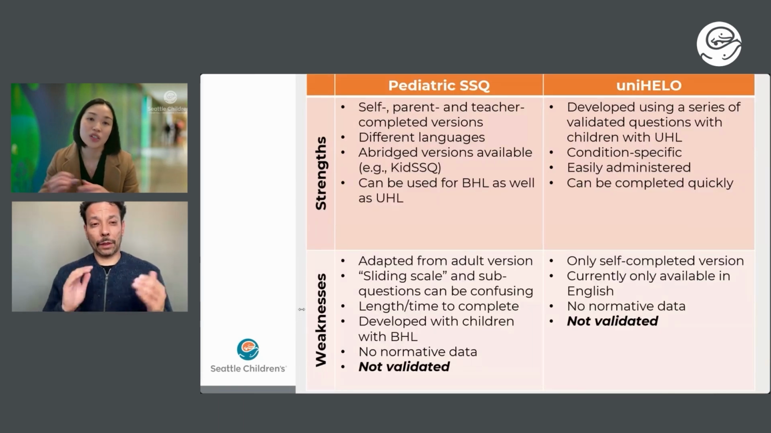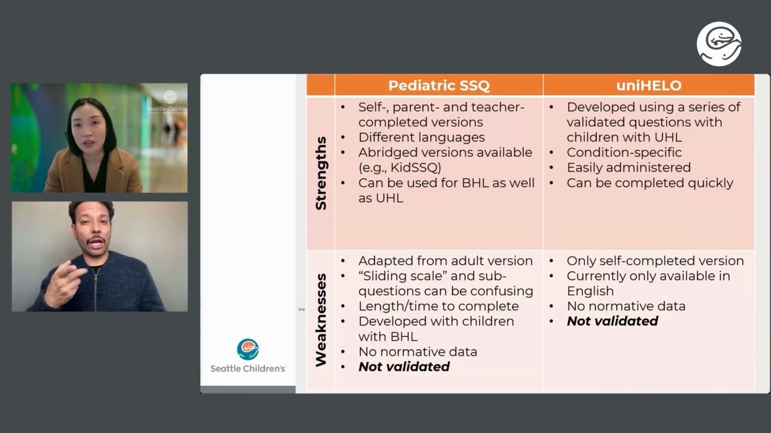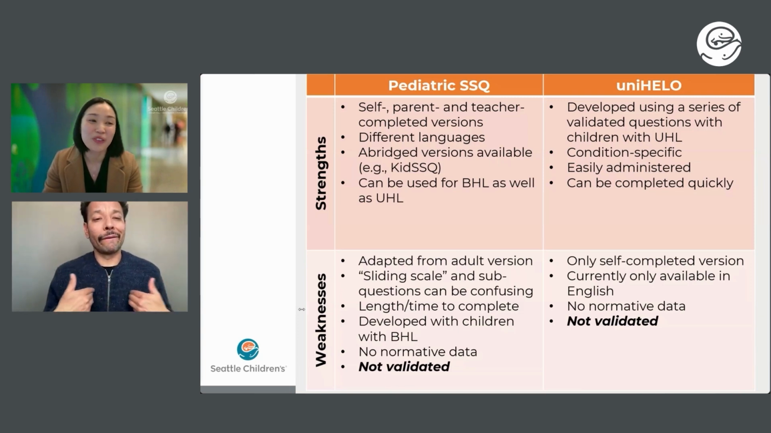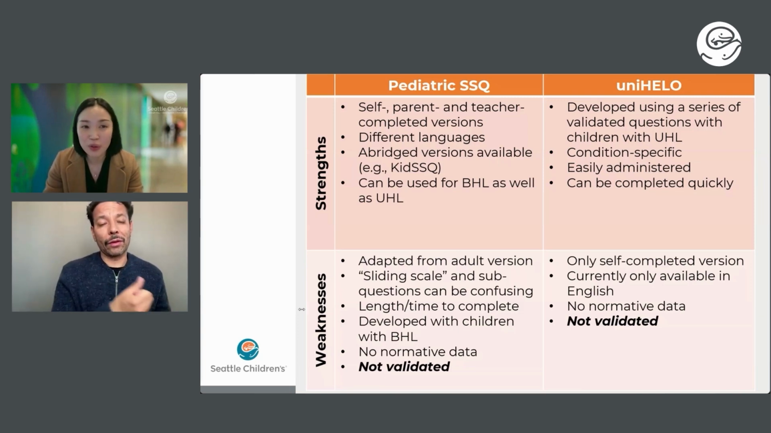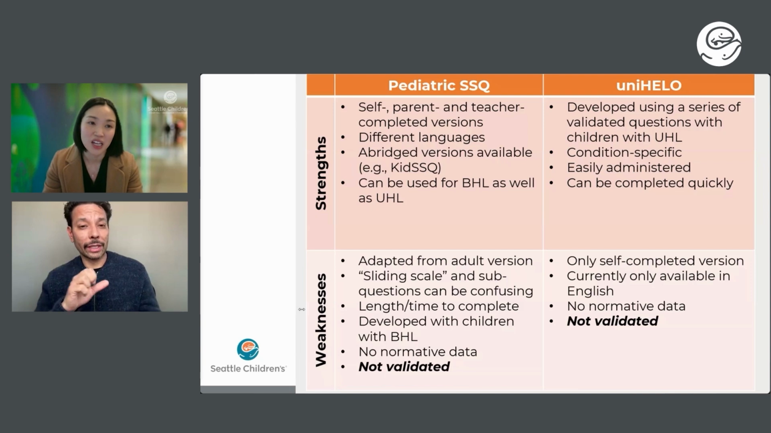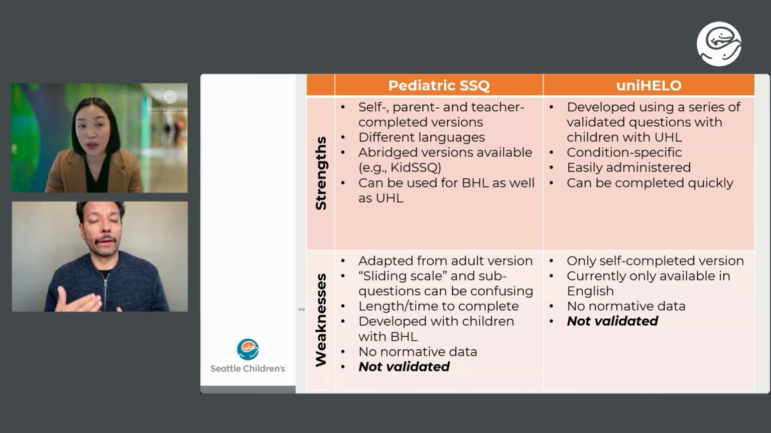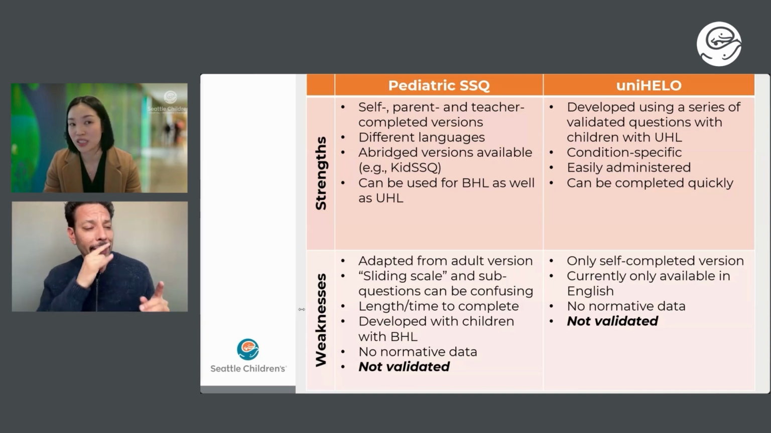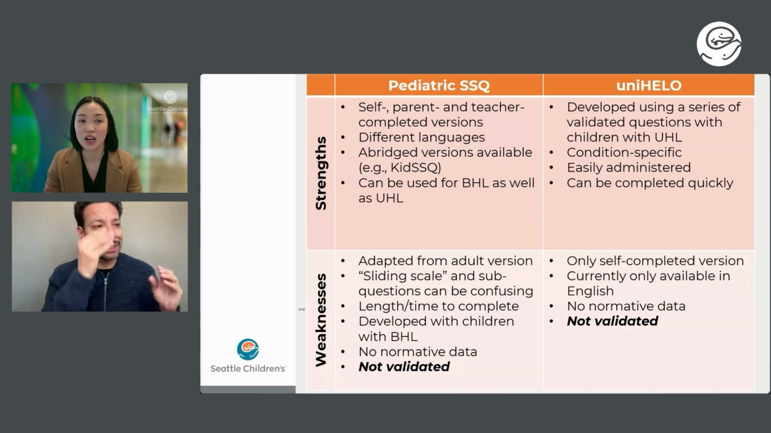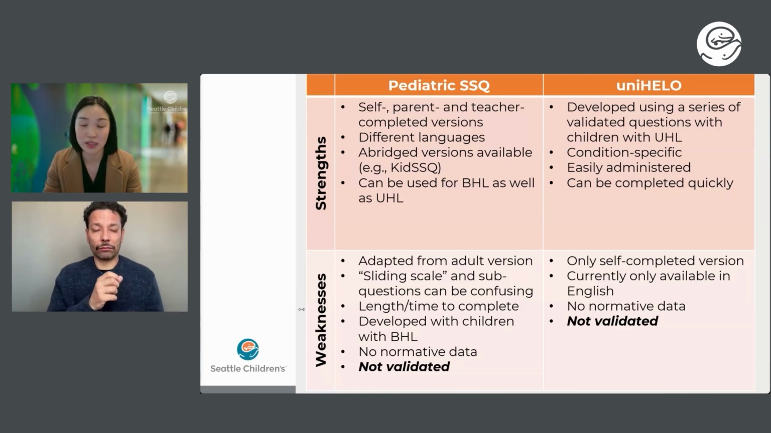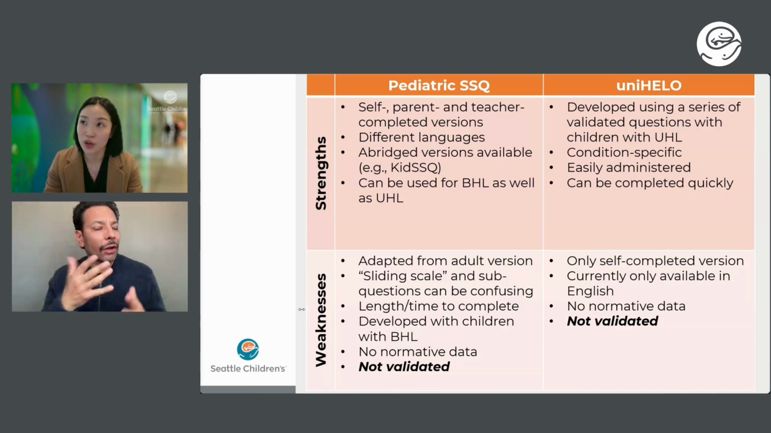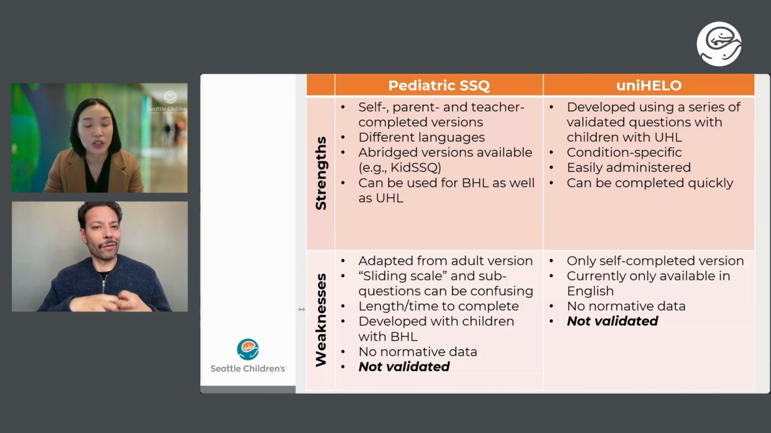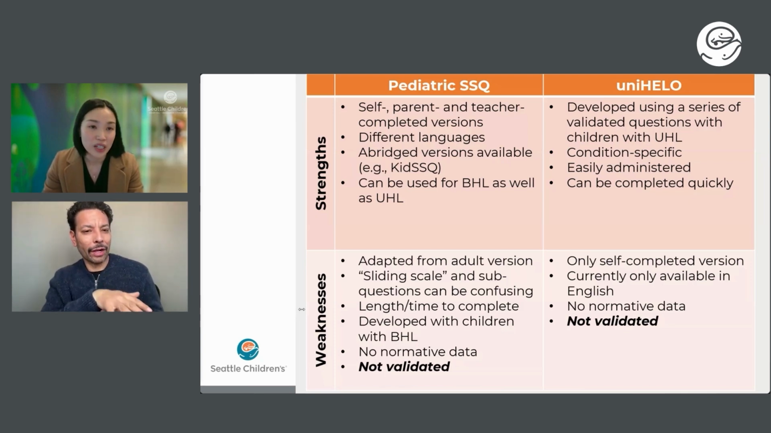So in comparing the pediatric SSQ and the Unihilo, obviously, as everything has, both of them have strengths and weaknesses. If we go through the pediatric SSQ first, a strength of the pediatric SSQ is that there are self, parent, and teacher versions. So we can compare, right? What is the kid saying versus what is the parent saying versus what is the teacher saying? That can be really illuminating for the parents and the teachers who may not be aware that children are having problems in a particular area. The pediatric SSQ is available in different languages.